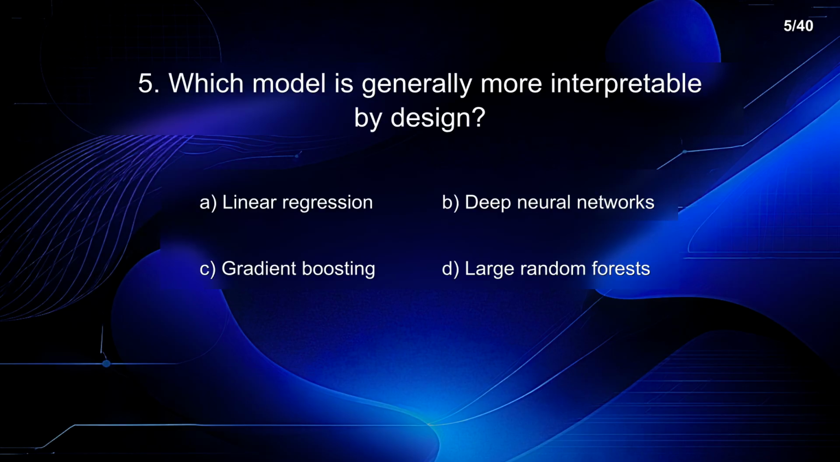Fifth question. Which model is generally more interpretable by design? A. Linear regression. B. Deep neural networks. C. Gradient boosting. D. Large random forests. Correct answer is A. Linear regression.